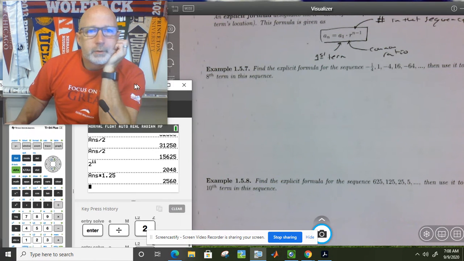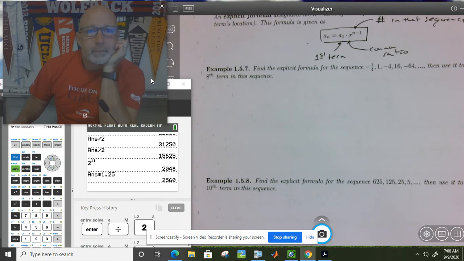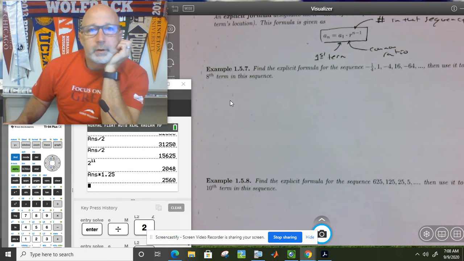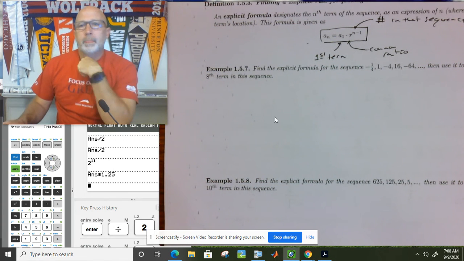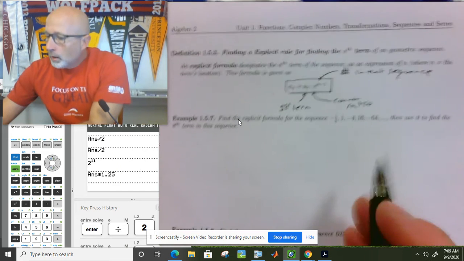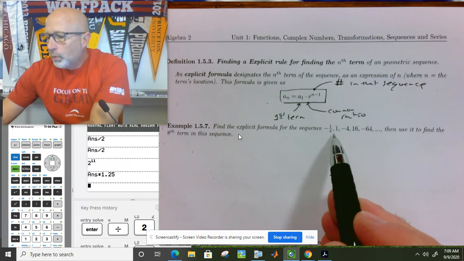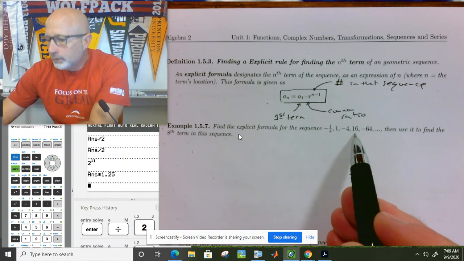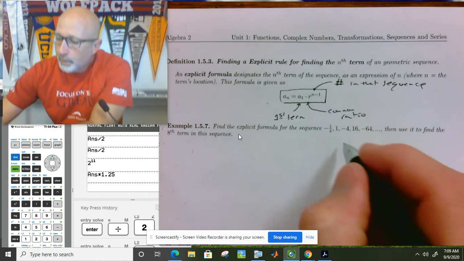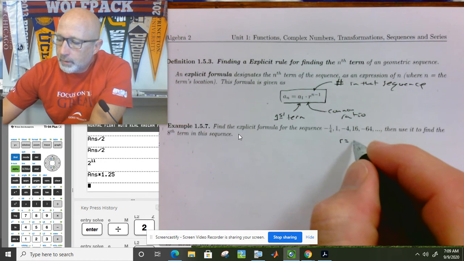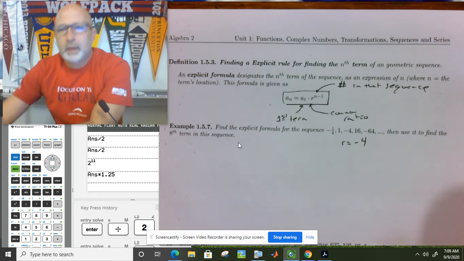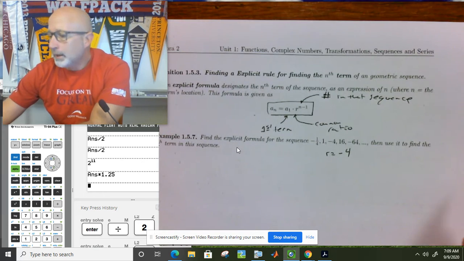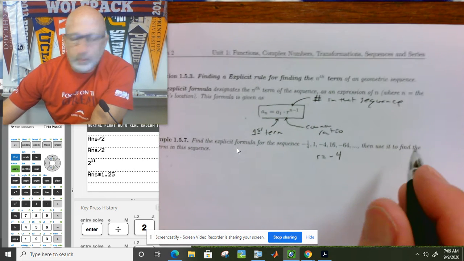Okay, and let's try and put this in the backdrop. Okay, hopefully that works. So we're going -1/4, 1, -4, 16, -64. Hopefully you can see r is going to be equal to -4. Once again, if you don't see that, take any two terms in that sequence and just simply divide them.